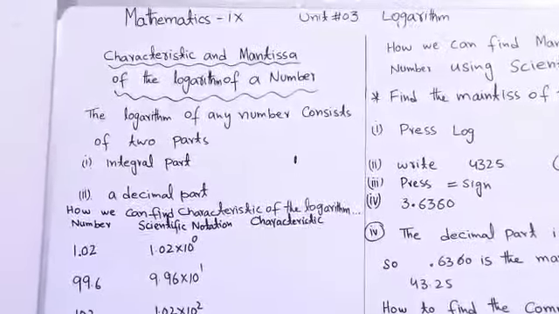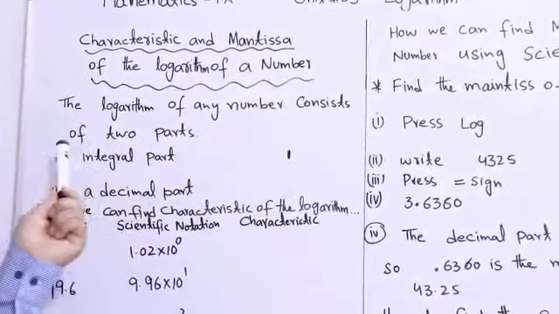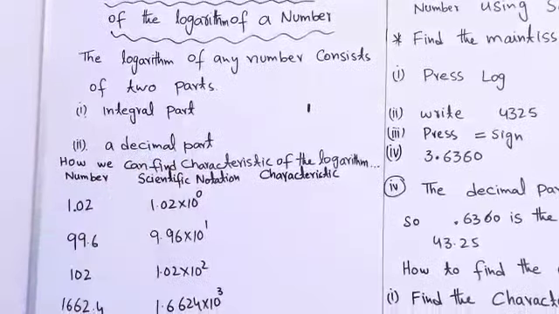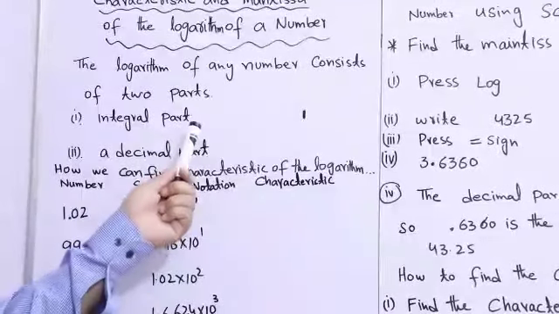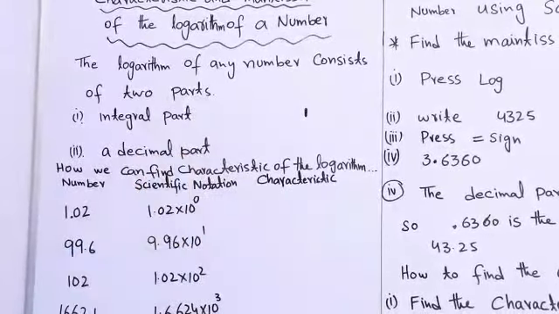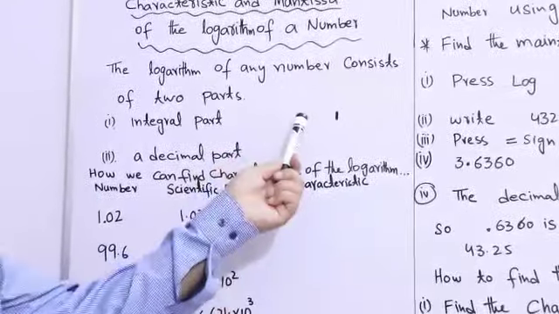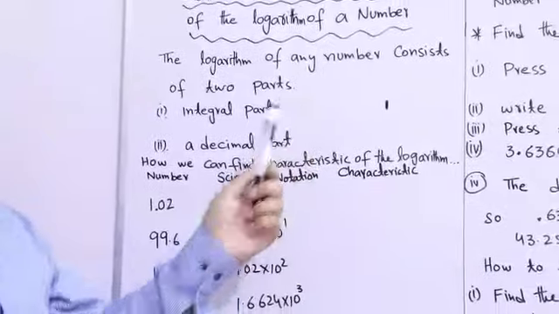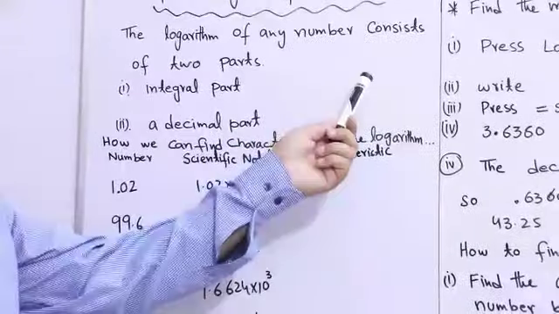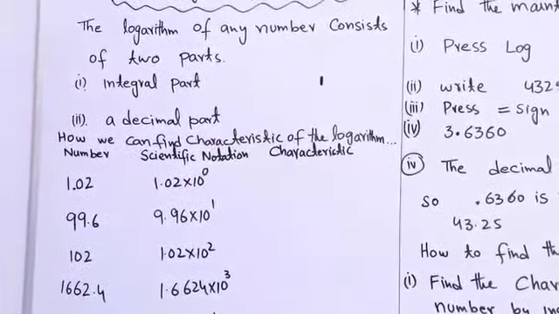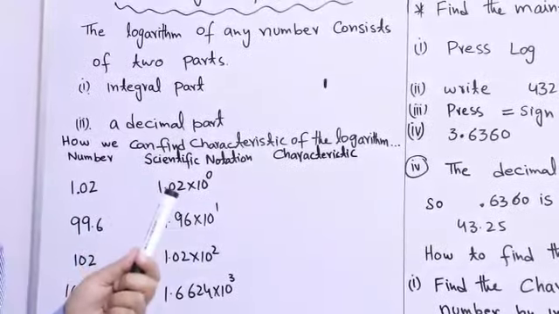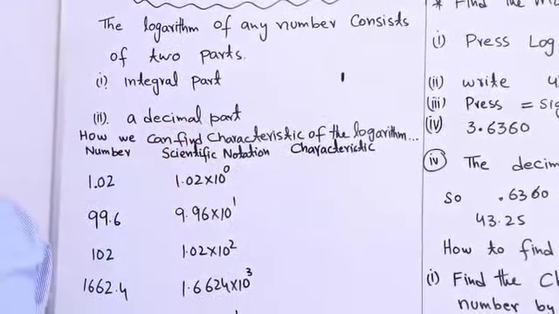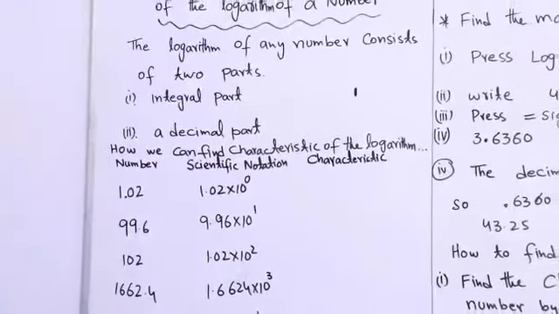The logarithm of any number consists of two parts. First is the integral part. If the number is greater than 1, then this part will be positive, and if the number is less than 1, then this part will be negative, and this part is known as the characteristic of a number.